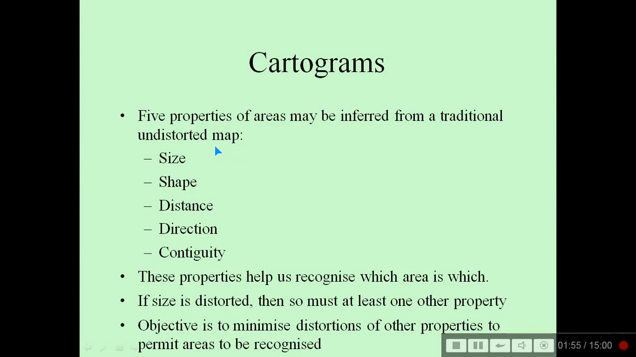So cartograms: five properties of areas may be inferred from traditional undistorted maps: size, shape, distance, direction, contiguity. These properties help us recognize which area is which. And if size is distorted, then so must at least one other property be. Then the objective is to minimize distortions of other properties to permit areas to be recognized.